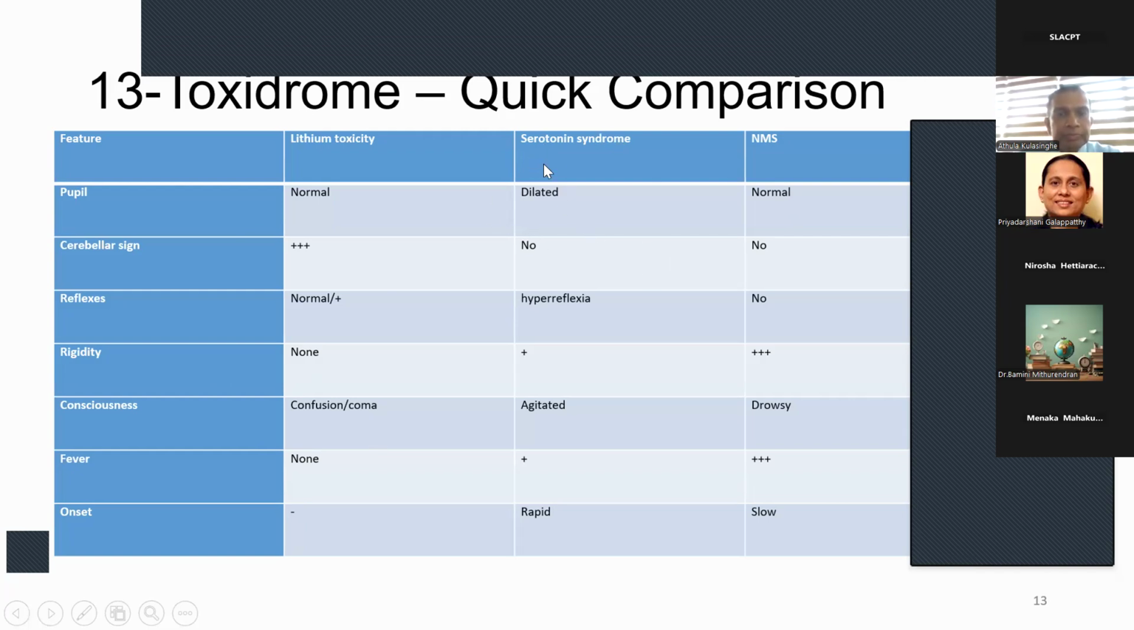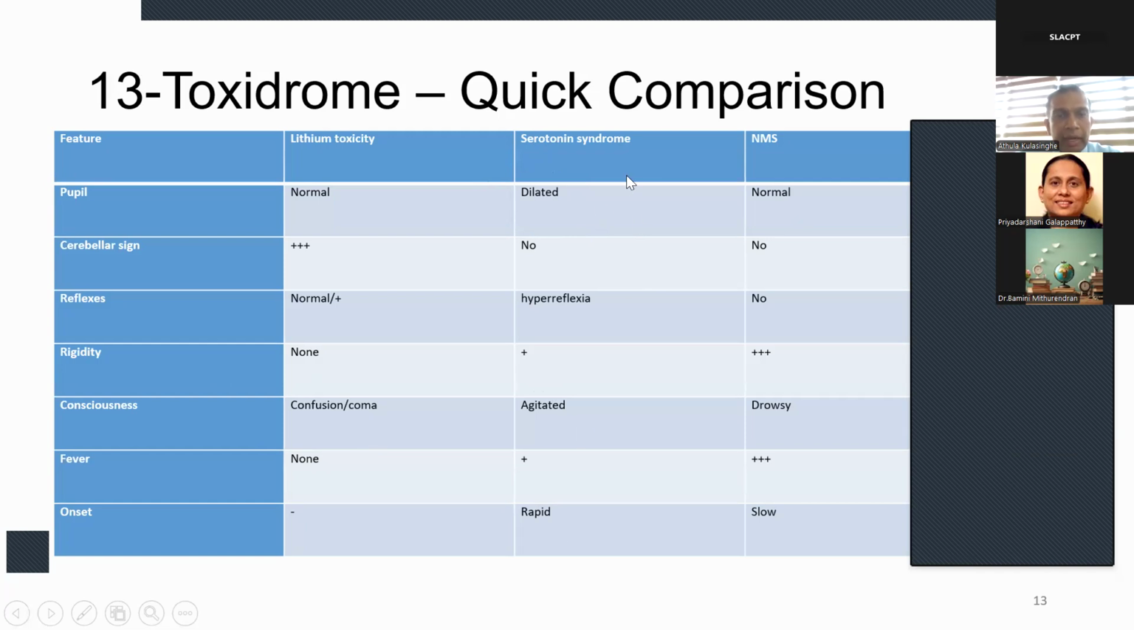Serotonin syndrome, here the dilated pupils, hyperreflexia, and agitation, with rapid onset when compared to the neuromuscular syndrome. And the third one, the key thing is the rigidity, and the patient might have drowsiness and fever. So the key things here: the cerebellar signs in lithium, hyperreflexia in serotonin syndrome, and the third one, the rigidity and the fever.